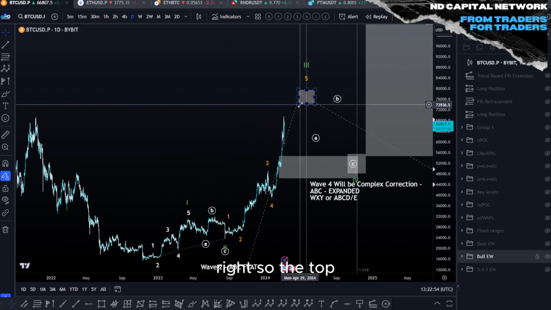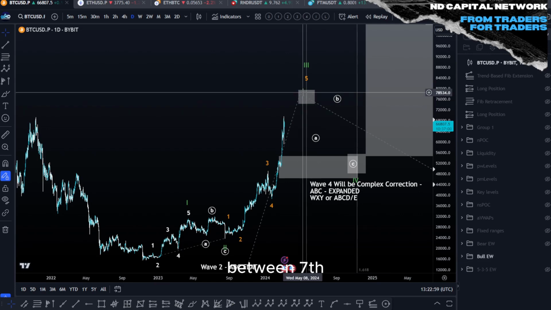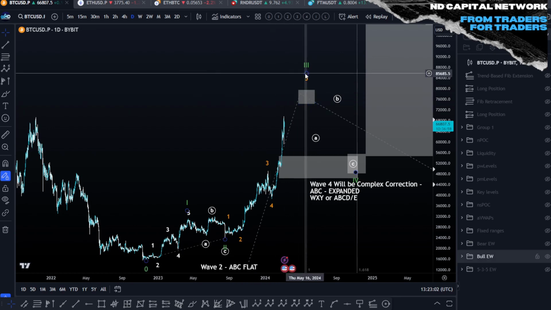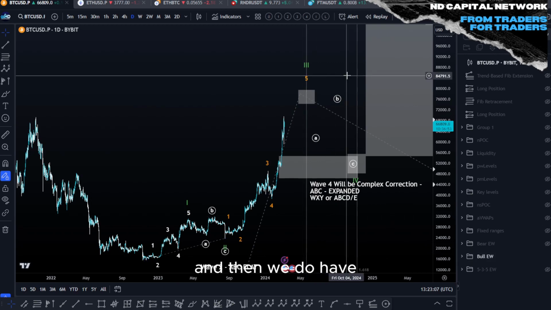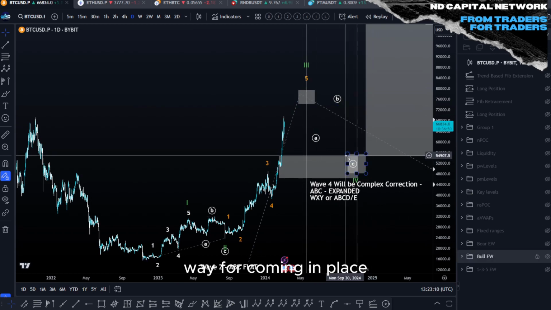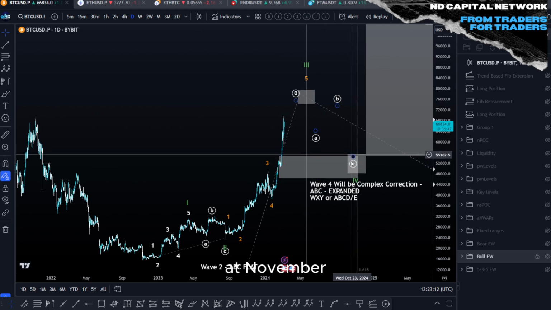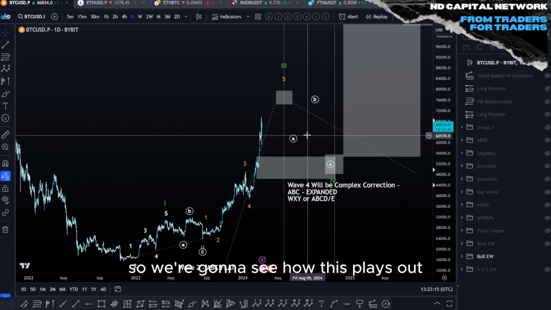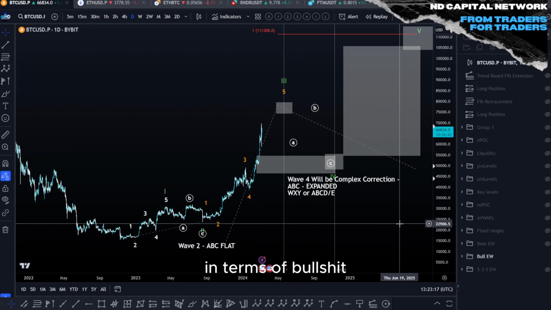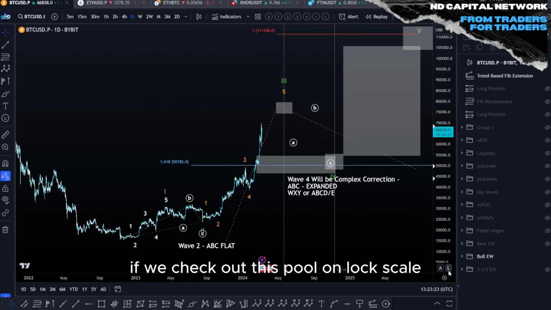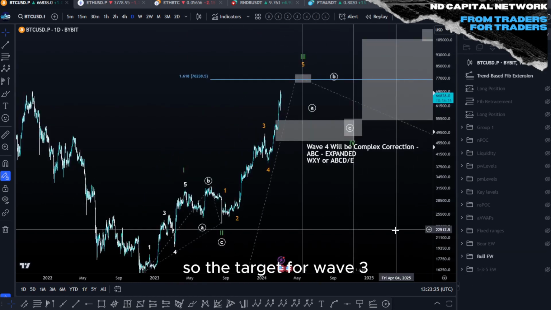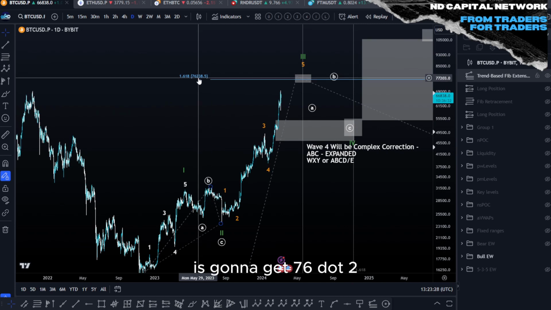So the top, in my opinion, the first top would be somewhere between 73 and 80k, something in that area. In terms of time, it is coming at the beginning of May. And then we do have wave 4 coming in place at November. So we're gonna see how this plays out. This is my personal thoughts in terms of a bullish perspective. Even in terms of a target, if we check out this pool on log scale, the target for wave 3 is coming at 76.2. So this is gonna be your target for the third wave, right?